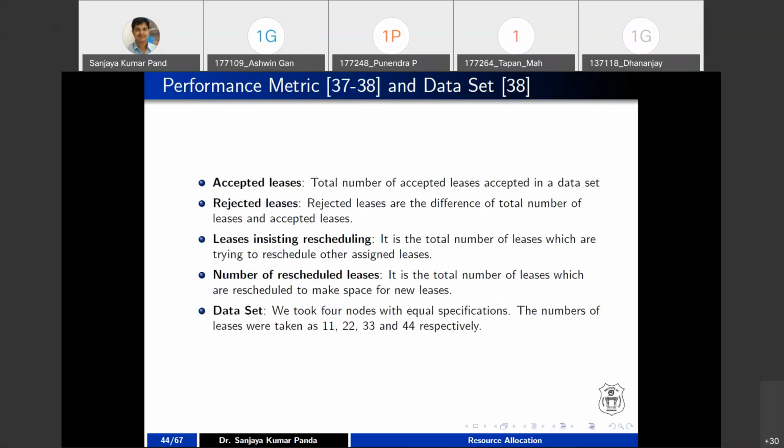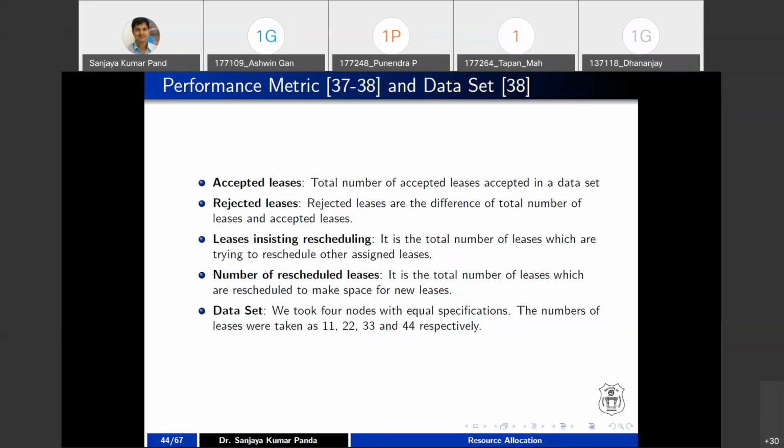How can you compare the performance of these leases? If you want to compare the performance, you have to take some parameters. Like in the student case, we calculate SGPA, CGPA, and maybe extracurricular activities, and based upon that we judge a particular student, whether the student is performing well in the semester or not. There are some parameters we have to check.